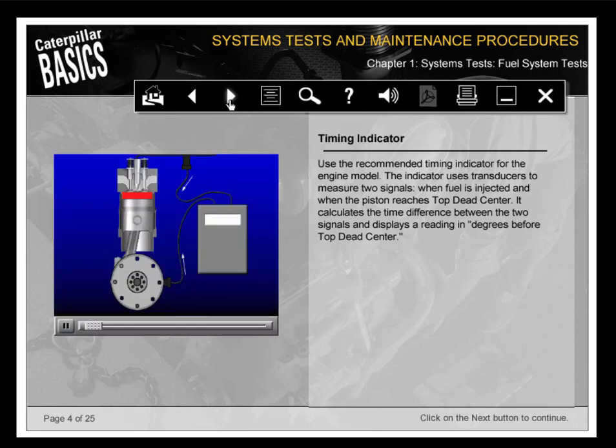Use the recommended timing indicator for the engine model. The indicator uses transducers to measure two signals: when fuel is injected and when the piston reaches top dead center. It calculates the time difference between the two signals and displays a reading in degrees before top dead center.